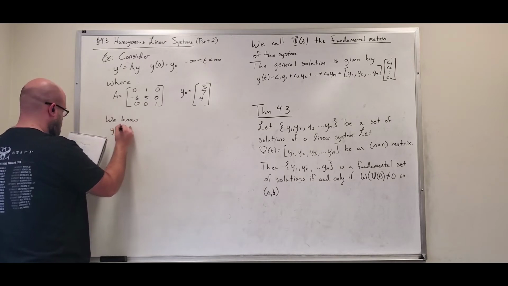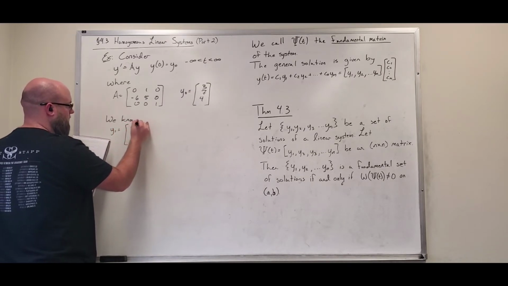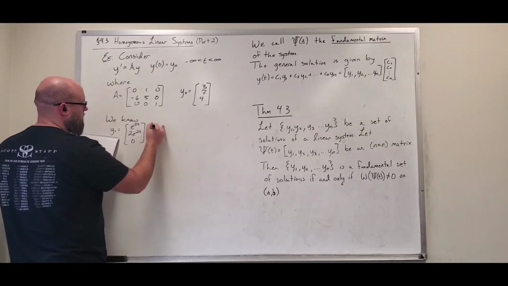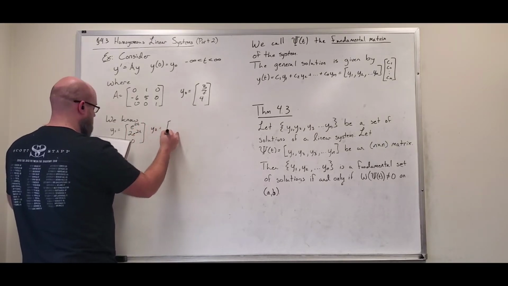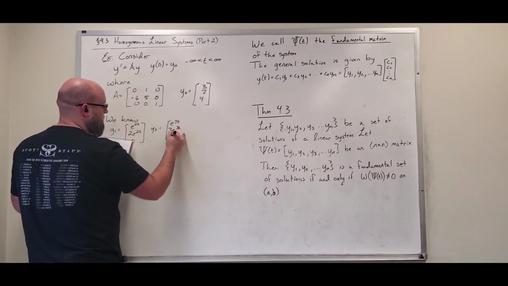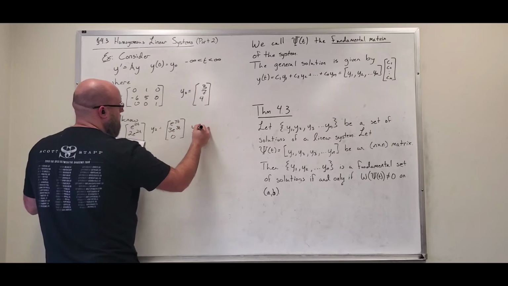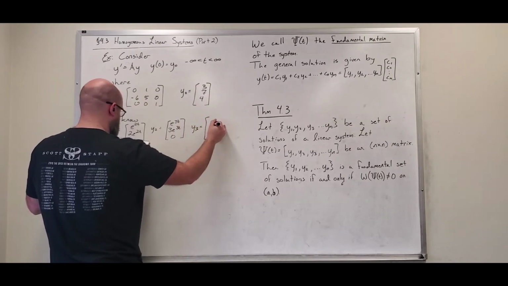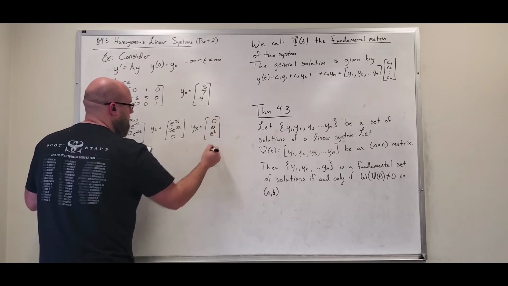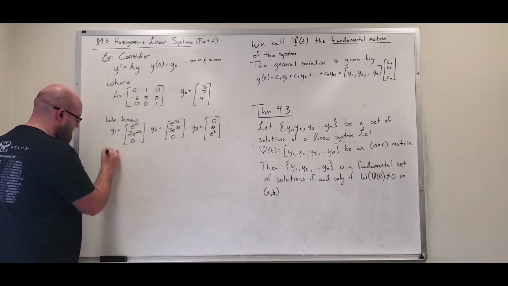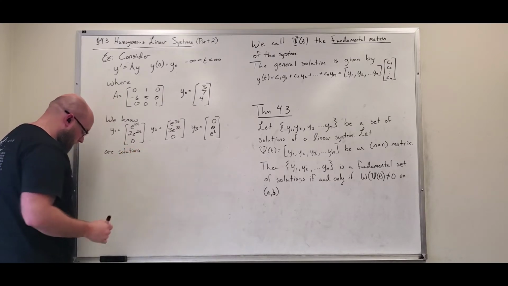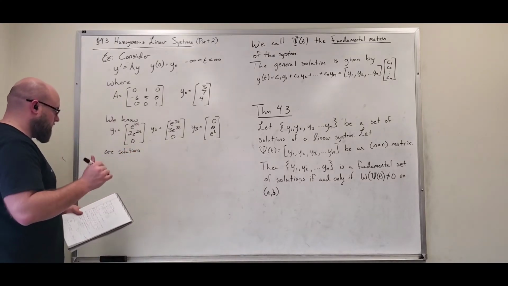y1, which is equal to (e^(2t), 2e^(2t), 0). y2 is equal to (e^(3t), 3e^(3t), 0). And y3, which is equal to (0, 0, e^t). We know that these guys are solutions. So we've already proven that part. All right, so here's my two pieces that I want to do.